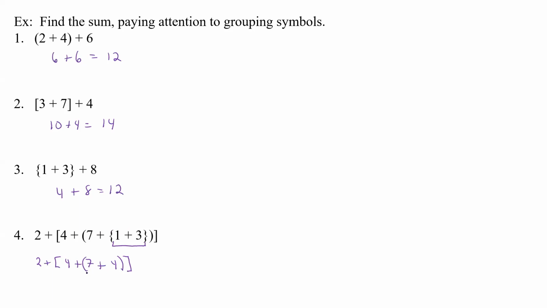Here we had 3. Now we're going to do this one, 7 plus 4. So if we rewrite this again, we'll have 2 plus bracket 4 plus, well, now 7 plus 4, that's going to give us 11. And this time we're dropping the parentheses and we still have brackets. Now we have just the brackets. So we'll have 2 plus, well, 4 plus 11 is going to give us 15. And now we just have the final addition, 2 plus 15 is 17. And that would be our final answer. But what we had to do is first this one, and then this one, and then that one. So we did the first set of grouping symbols, then the second, and then the third, going from the innermost all the way out to the outermost.